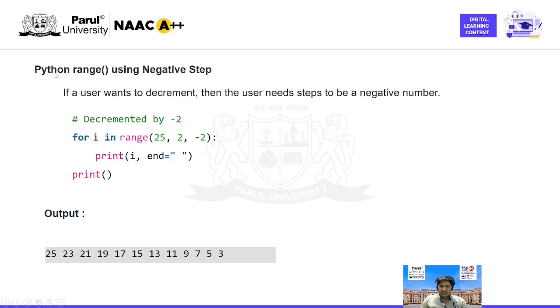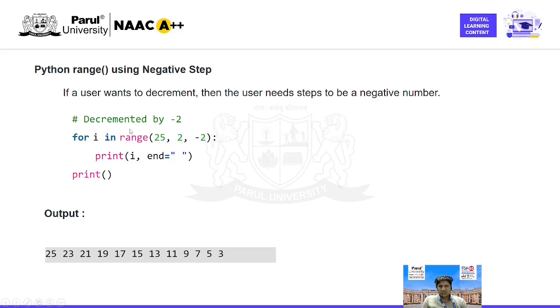Now, the next one is the Python range function using negative steps. Do you remember the flow chart of the loop? Once I explained to you the flow chart of the loop. In a loop, increment and decrement are also mentioned. It means if we move forward, then we use increment, and if we move backward, then we use decrement. If a user wants to decrement, then the user needs the step to be a negative number.